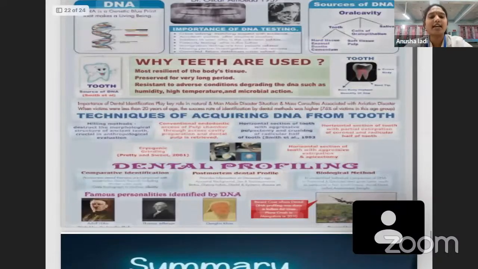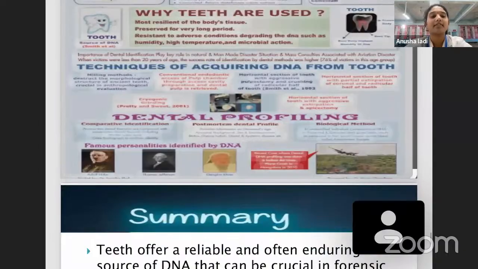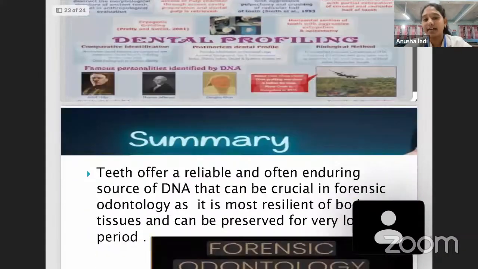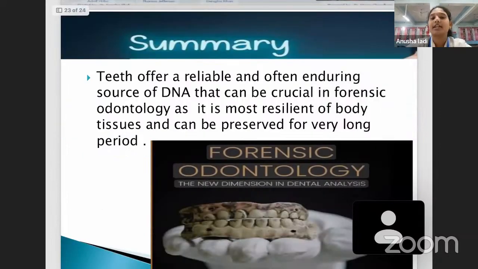Some of the famous personalities are also identified by this DNA method, that is Adolf Hitler, Thomas Jefferson, etc. Then I could summarize that teeth offer a good, reliable, and often enduring source of DNA that can be crucial in forensic odontology, as it is most resilient.